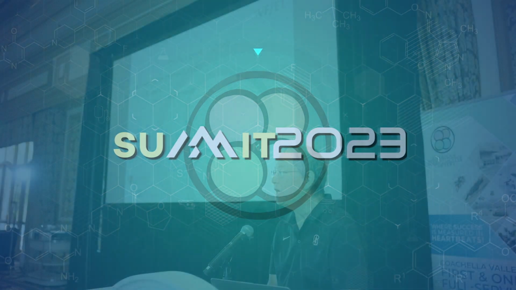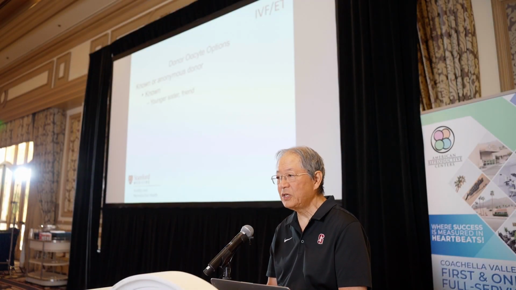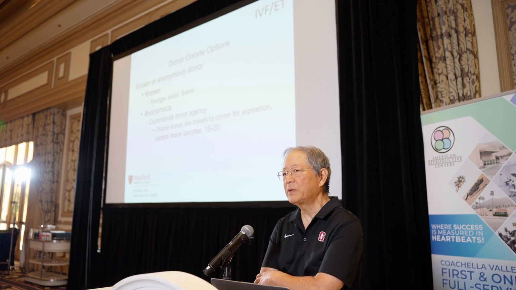So in donor oocytes, we have a couple of different options. You could use a known donor, or we could use an anonymous donor. Almost always we're using anonymous donors. We can usually use either a live donor, or we can go to an egg bank.